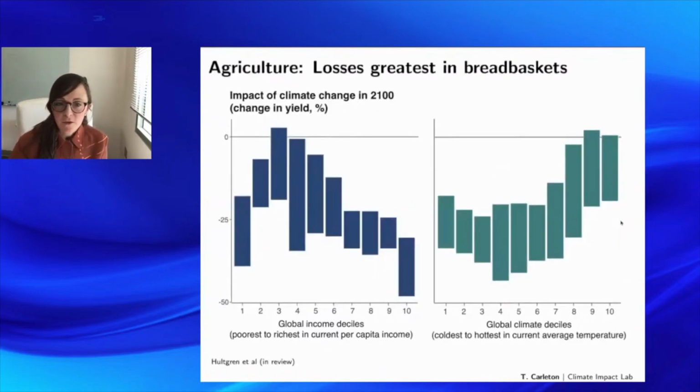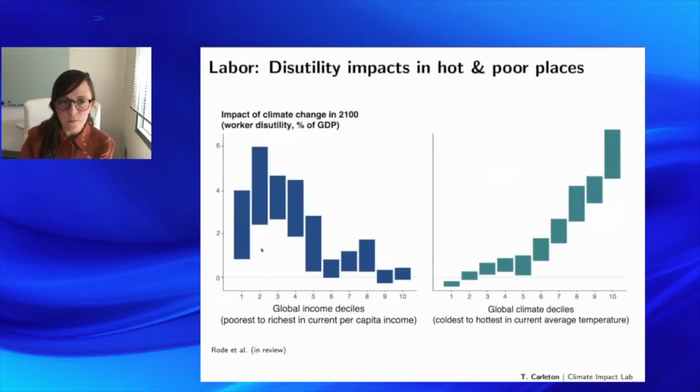This looks somewhat different in agriculture. So I think what's interesting to probe here with these types of results is how inequality looks very different in different sectors of the economy. For example, in agriculture, we're projecting very large losses in the bread baskets of the world that tend to be relatively wealthy and relatively temperate, although there are some concerning losses in the very poorest decile of the globe. Labor looks very similar to mortality, in that the poorest regions of the world are facing the largest impacts, and particularly the poor and very hot regions of the world we project to see the largest impacts.